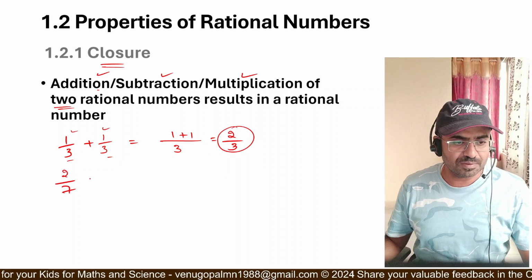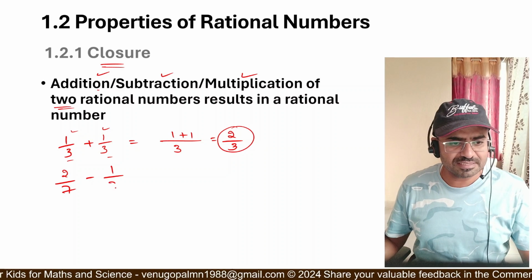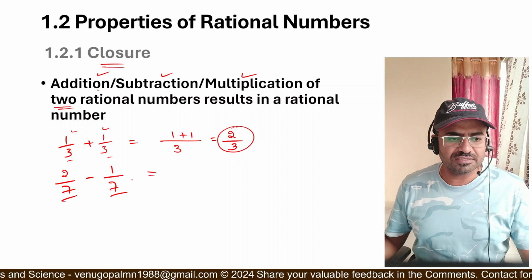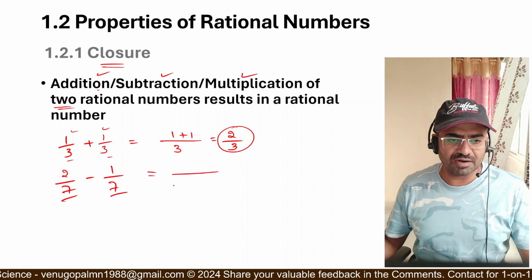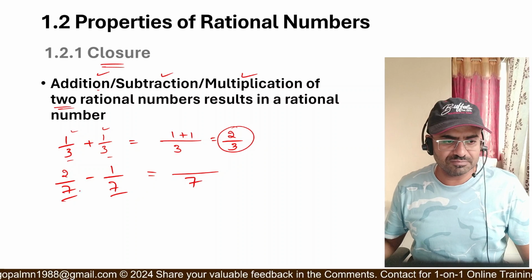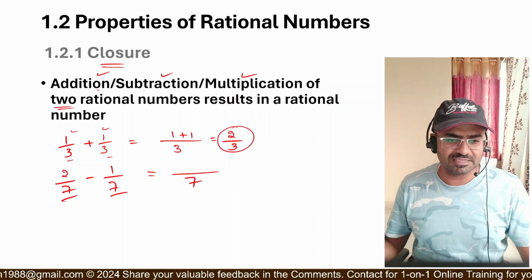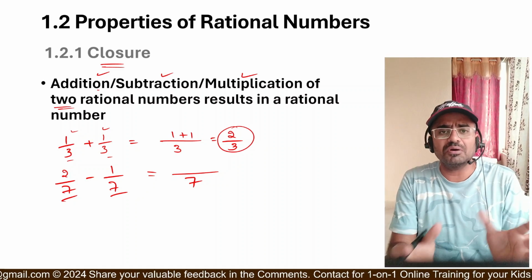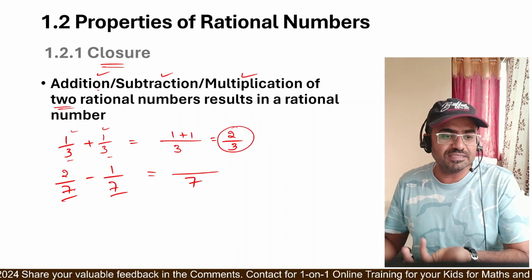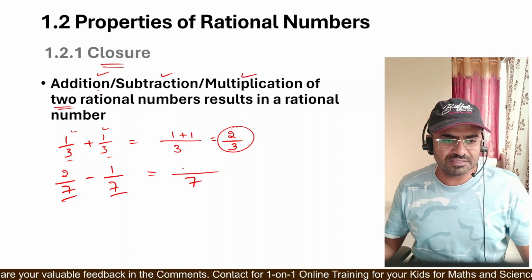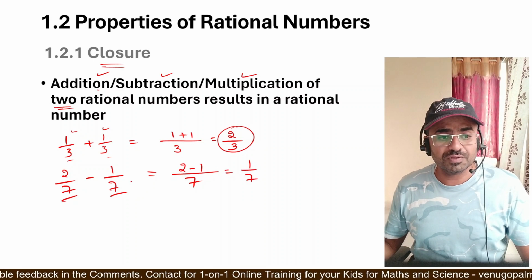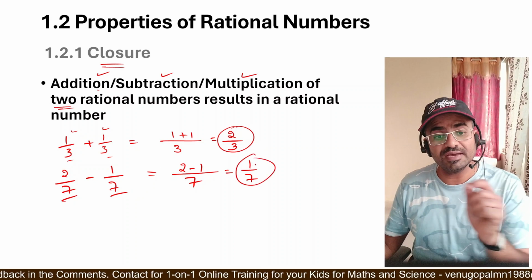2 by 7 minus 1 by 7. This is in the form of a rational number, and this is also in the form of a rational number. Since the denominators are the same, I don't have to use the division method to find the LCM. Since both denominators are the same, I am considering the LCM as 7. I am taking this example just to explain the property. We will see complex examples where the denominators are different in the next session. So 7 is the LCM. 2 minus 1 is 1 by 7. If we subtract two rational numbers, the resultant answer will also be a rational number.